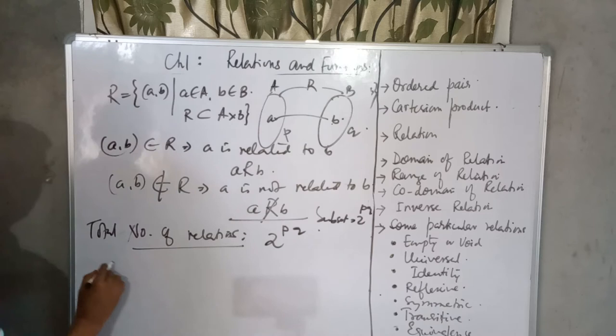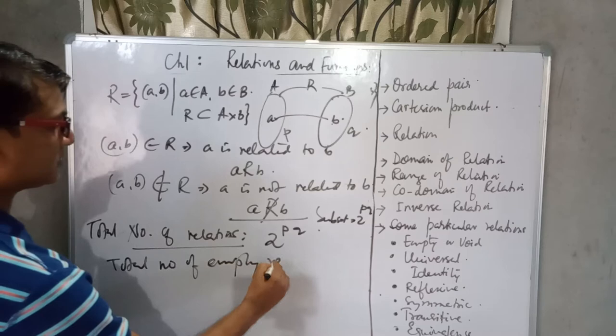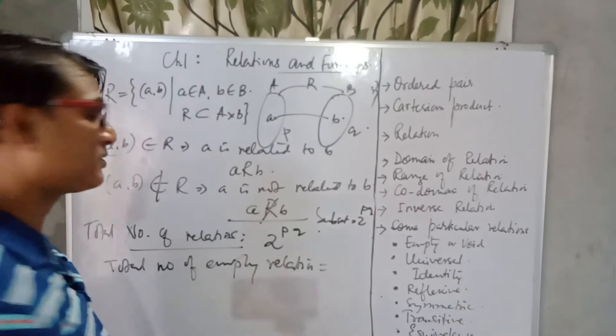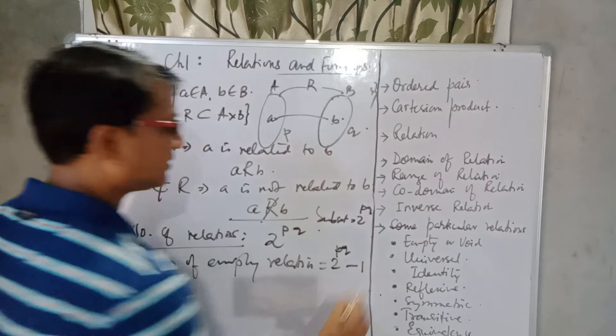And the total number of empty relations. What is the total number of empty relations? The empty set is also a subset of A cross B. So the total number of non-empty relations is 2 to the power PQ minus 1. This is the total number of non-empty relations.